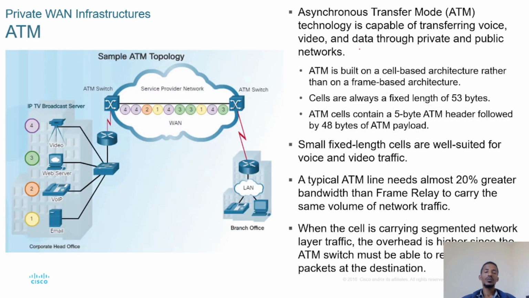The asynchronous transfer mode, or ATM, is constructed based on a cell-based architecture. You have a specified fixed-size data unit for transmission, which is 53 bytes, and they can carry multiple traffics at the same time. Previously, we used to carry only voice. Now we can carry video and voice at the same time.